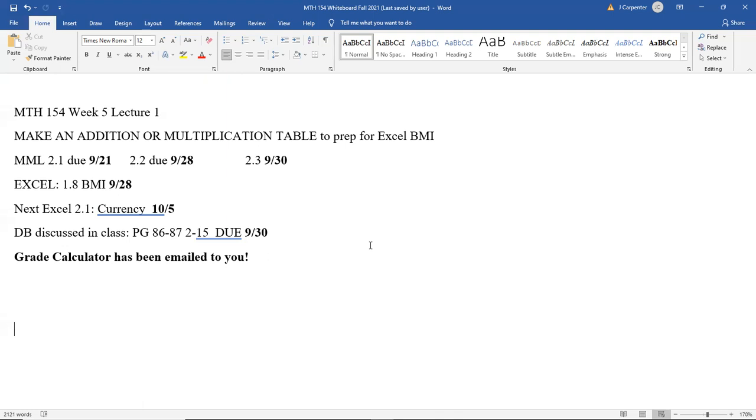Excel 1.8 as well. The Excel 2.1 currency, I wouldn't say that's officially assigned yet. I'm just letting you know what it is. But we did have that discussion board assigned. Make sure you start working on that grade calculator I sent you.